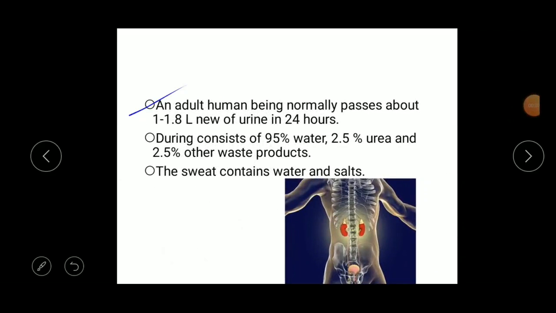An adult human being normally passes about 1 to 1.8 liters of urine in 24 hours, a normal adult person. This urine consists of 95% water, 2.5% urea and 2.5% other waste products.